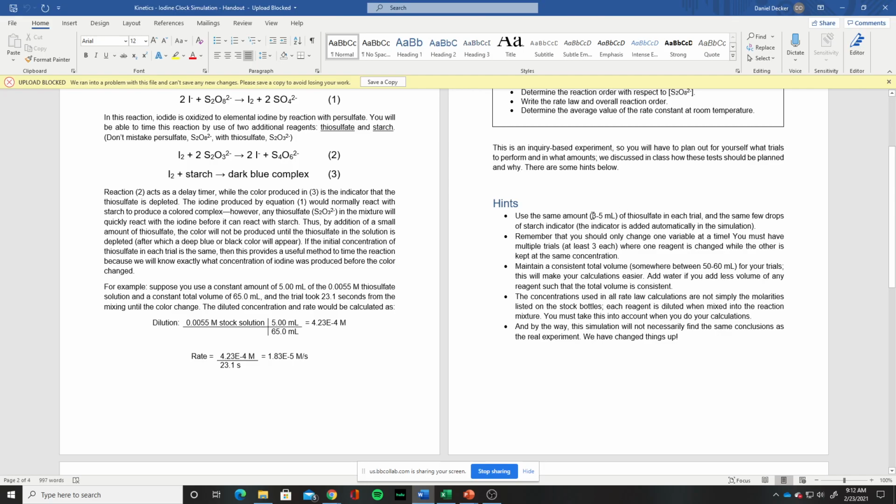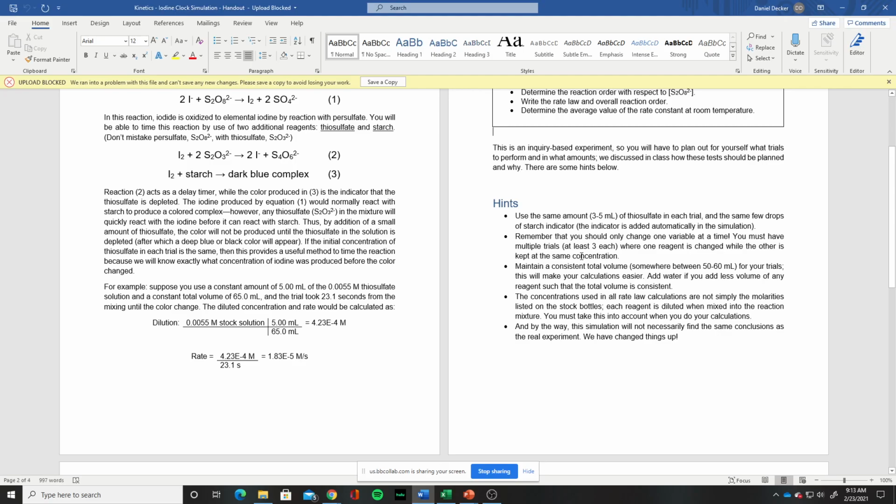So use the exact same amount of thiosulfate each time. Is it technically possible to do it with different amounts? Yeah, but you're just going to make the math egregious. It's going to be a lot easier if you just keep it consistent. Remember that you should only change one variable at a time. You must have multiple trials, at least 3 each, where one reagent is changed while the other is kept the same at the same concentration.